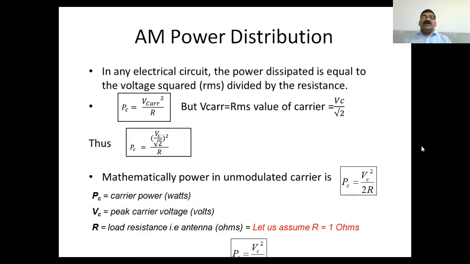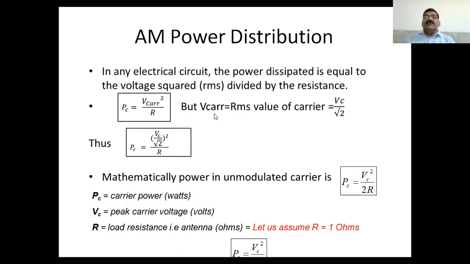So here we discuss AM power distribution, that is, the amplitude modulated wave and how the power is distributed in the sidebands, that is, upper sideband, lower sideband, and carrier. In any electrical circuit, the power is equal to the voltage squared, that is the RMS value, divided by the resistance. This is the general formula that we discussed in basic electrical circuits, that is PC equals V carrier square divided by R.